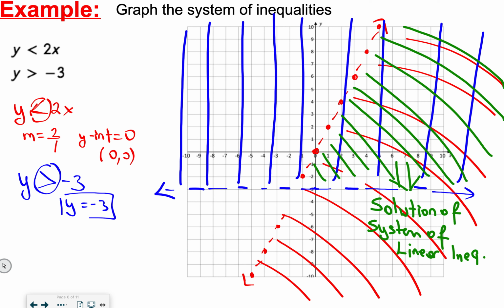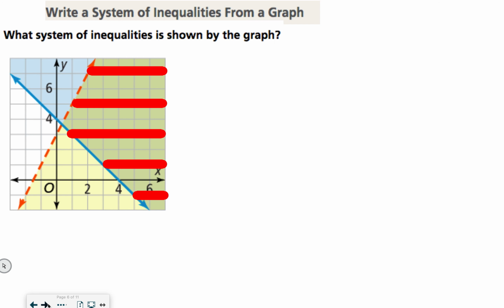So far we learned, if two inequalities are given, how to draw them on the coordinate plane in order to find the solution. What if the graph is given and it's asking you for the system of linear inequalities? How are we going to find the system of linear inequalities? In order to find this, we are going to focus on each line one by one. First, I am going to focus on the blue line.